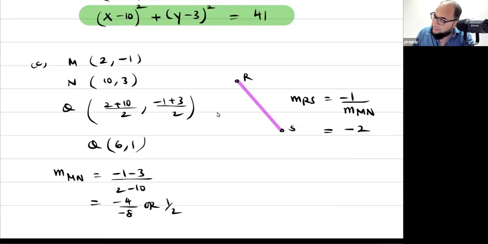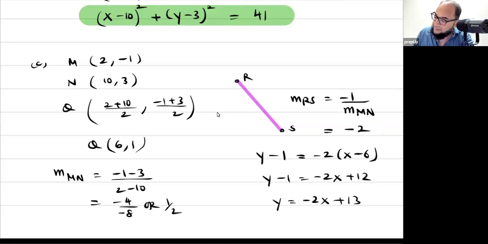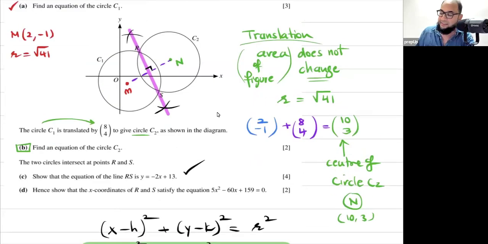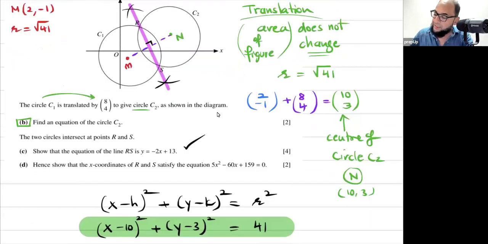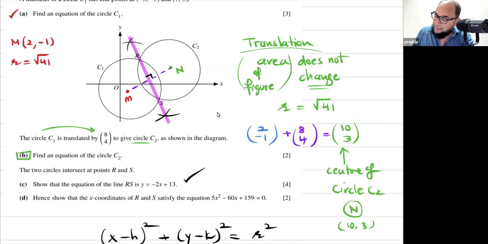And it's passing through Q. So now Q is 6, 1, y minus y1 is equal to negative 2 times x minus 6, y minus 1 is negative 2x plus 12, y is equal to negative 2x plus 13. Is that the answer? Yes, that is the answer. So again, emphasize this fact that if two circles are intersecting, this line through the points of intersection will be the perpendicular bisector of the line joining the centers. So now this thing is done.